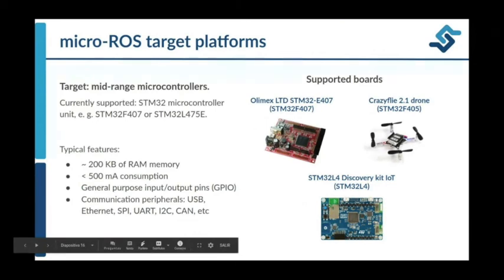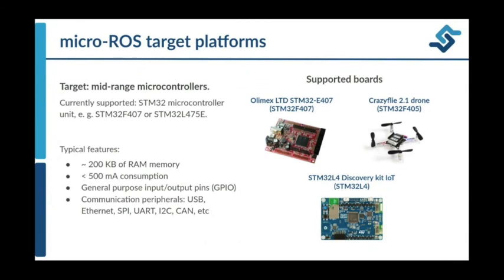and as communication peripherals, many: USB, Ethernet, SPI, UART, I2C, and so on. So the boards that we support, shown on the right, are the Olimex LTD STM32 E407. These are the default supported by micro-ROS: a Crazyflie drone, and an STM32L4 Discovery Kit IoT, which is crucially the one that I used before for performing my Micro XRCE-DDS demo.